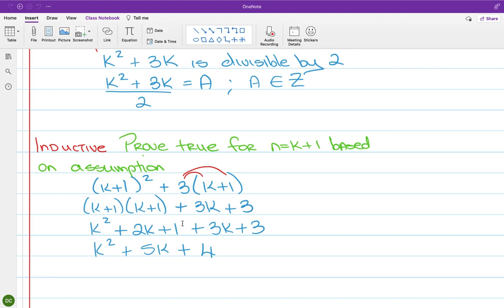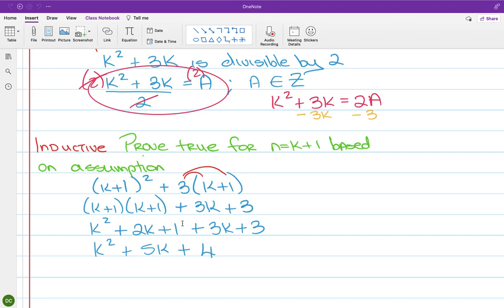Okay, same as I always did. At this point, I'm going to go back up to the assumption. I'm going to multiply by 2 to get rid of that. So I have k squared plus 3k equals 2a. And then I'm going to isolate my k squared. So minus 3k minus 3k. And I get k squared equals 2a minus 3k. Put that in down here. So 2a minus 3k in place of k squared plus 5k plus 4.